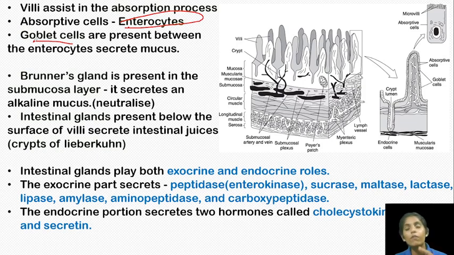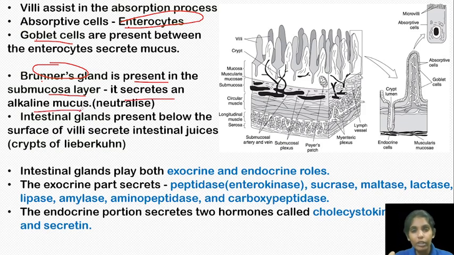Okay, goblet cells are involved in mucus secretion. Enterocytes, or the absorptive cells, are involved in absorbing the nutrients. And there is a gland called Brunner's gland, which is present in the submucosal layer of the intestinal wall, and it secretes the alkaline mucus.